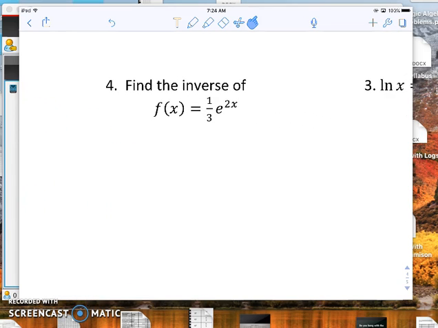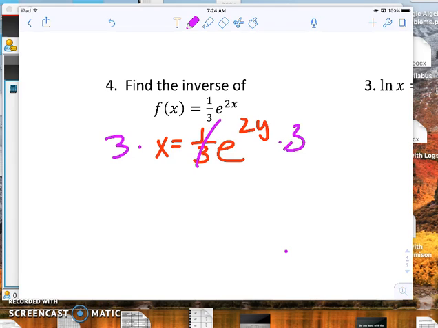Find the inverse. So for the inverse, we switch x and y. So x equals 1/3 e to the 2y. Well, we need to solve for y. So if we multiply by 3, now we have 3x equals e to the 2y.